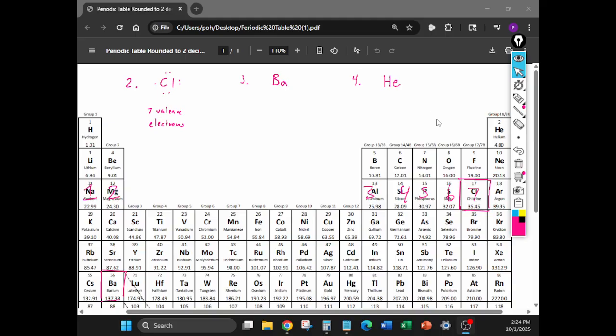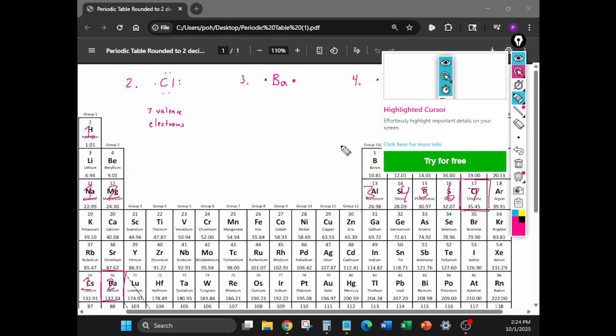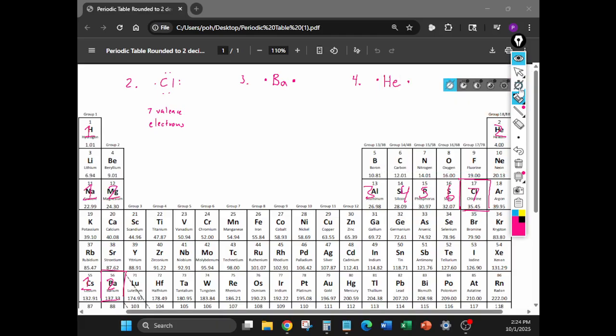Okay, so let's go over Ba and He. So Ba is down here. So very simple. Just count the boxes. It's box number 1, 2. So Ba is going to have 2 valence electrons. Okay. Any questions on that one? Hopefully not too bad. And then for He, we just count the boxes again. 1, 2. So this also has 2 valence electrons. Okay, so those are the Lewis structures. All right, any questions on those two?